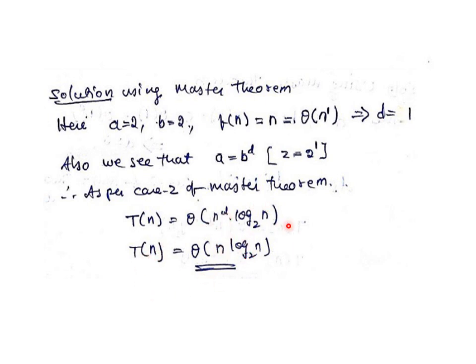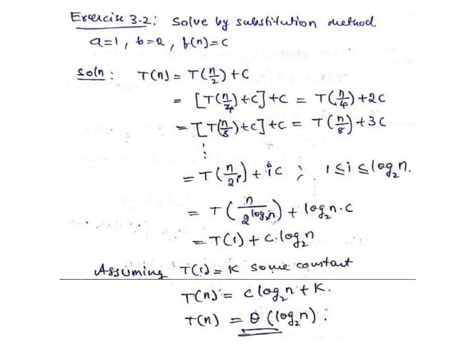So the same answer we are getting from the previous case also. Previously, using the substitution method, we got the same, that is n log n, and in the master theorem also we have the same solution. So we have an algorithm based on the divide and conquer approach. Whether we use the substitution method or the master theorem, we will get the same answer.